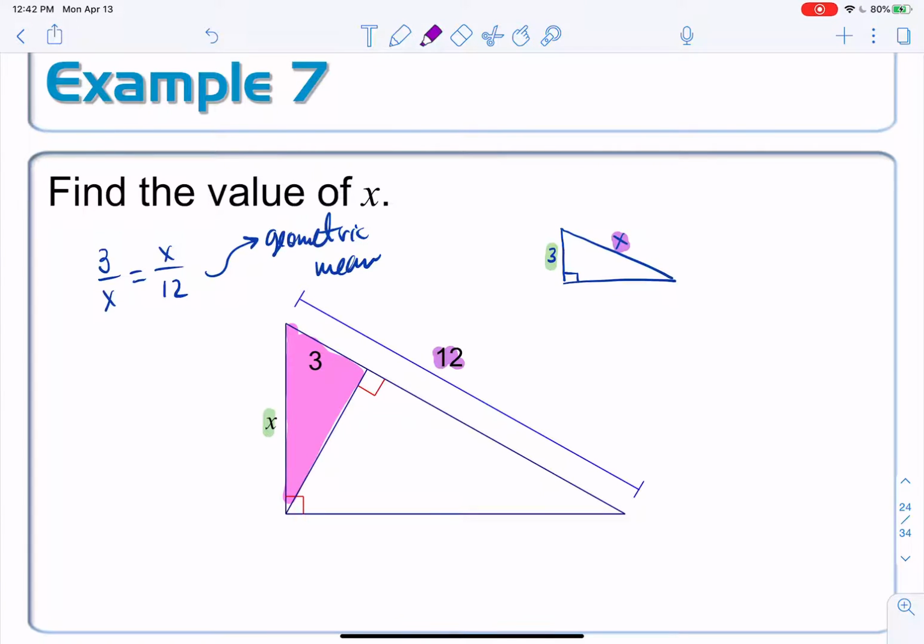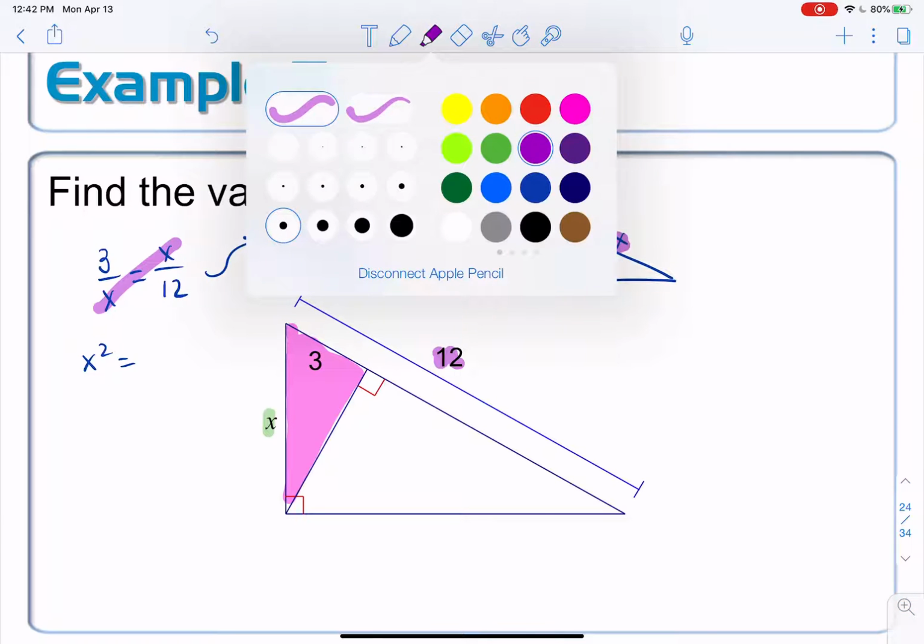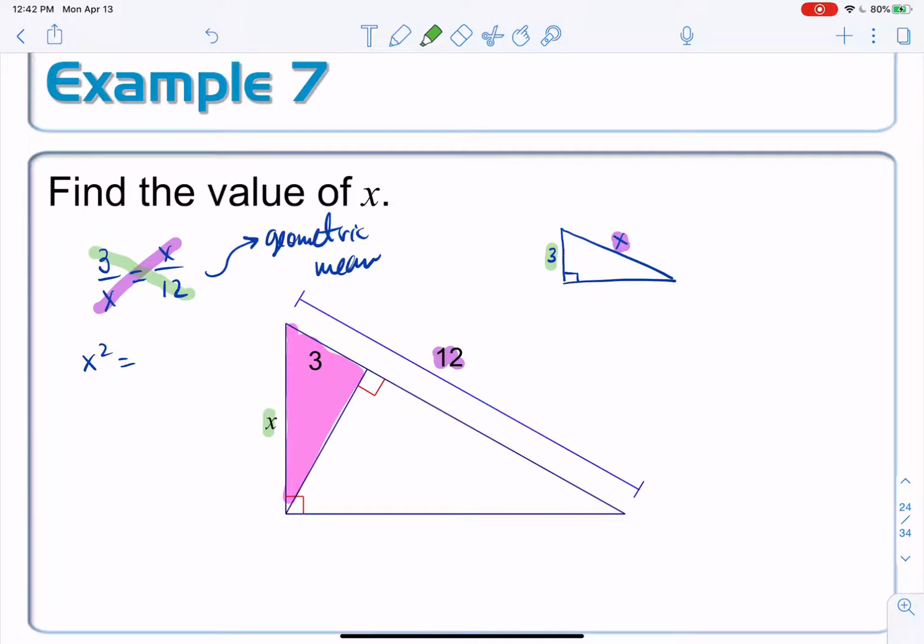All right, so let's do our cross multiplication. Our first cross product, x times x gives us an x squared, is equal to our other cross product, 3 times 12, pretty sure that's 36. Taking the square root, we get x is equal to 6. What we just found there is the length of our missing leg, and that missing leg, based on the proportion that we were able to solve, is the geometric mean between 12 and 3.